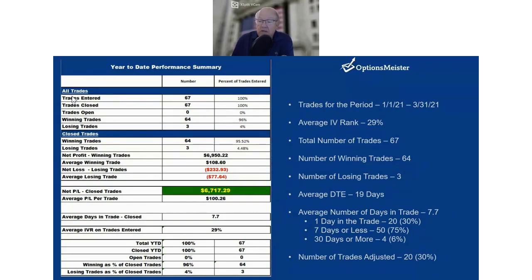We did 67 trades, 64 winners. The average days in trade was 19 days. Now you say an earnings trade, hey, you're supposed to get in the day before and take it off. And as you guys know, I drink the tasty trade Kool-Aid. That's what those guys do.